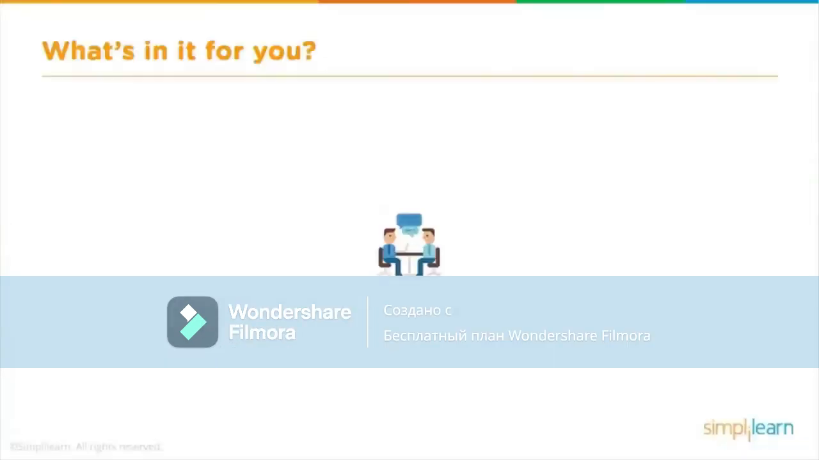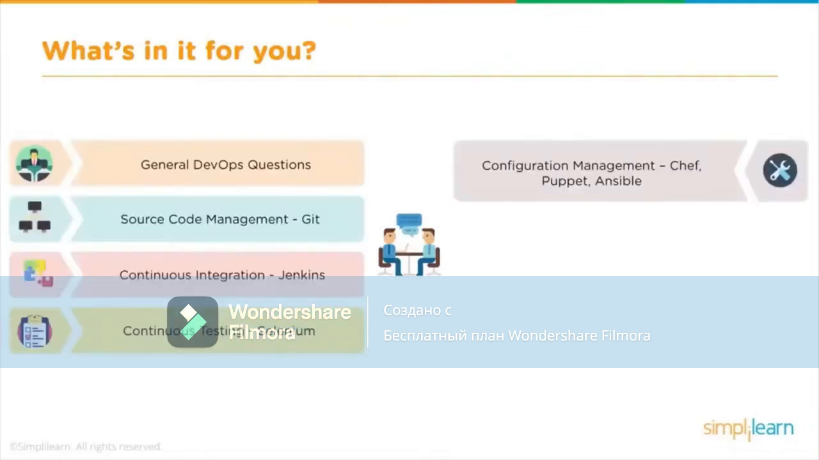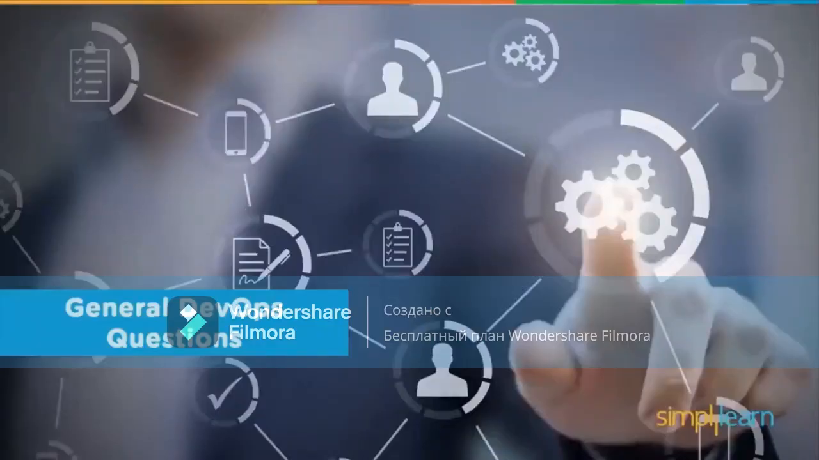So there are approximately 7 sections that we cover in DevOps. We go from general DevOps questions, source code management with tools such as Git, continuous integration, and here we'll focus on Jenkins, continuous testing with tools such as Selenium, and then you also have the operations side of DevOps, which is your configuration management with tools such as Chef, Puppet, and Ansible, containerization with Docker, and then continuous monitoring with tools such as Nagios. So let's just get into those general DevOps questions.